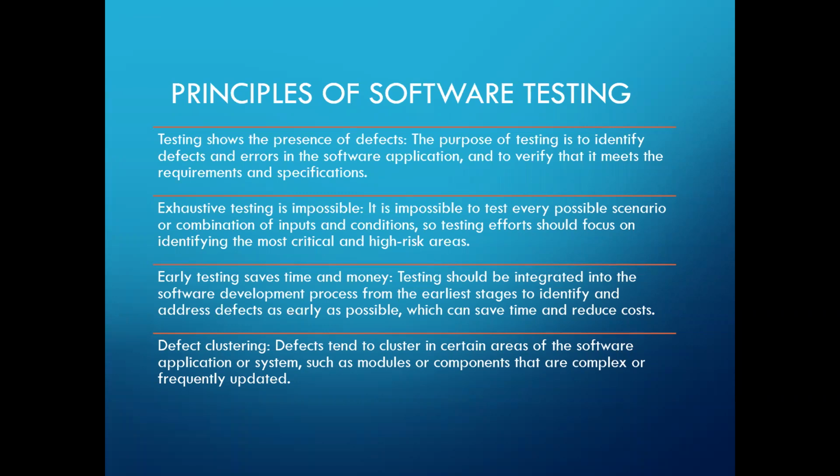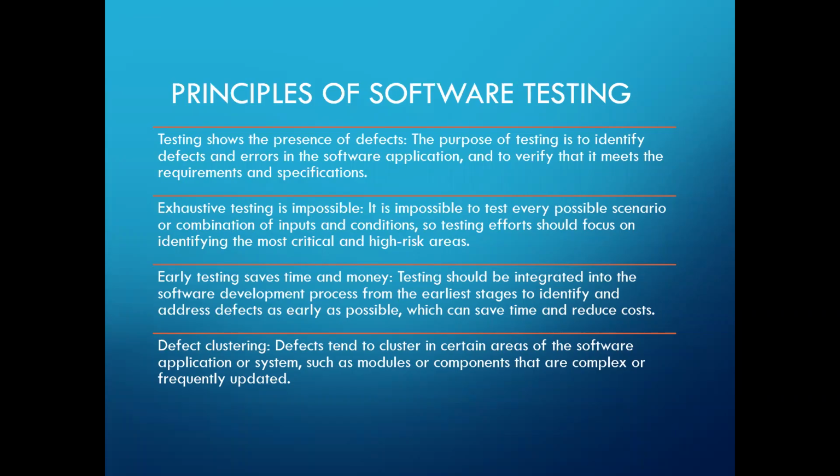Testing shows the presence of defects. Yesterday we talked about 100% defect free. That is not true. As a principle of software testing, testing shows the presence of defects. The purpose of testing is to identify defects and errors in the software application and to verify that it meets the requirements and specifications. Every application has defects, before testing and after testing. But the principle of software testing says testing shows the presence of defects.